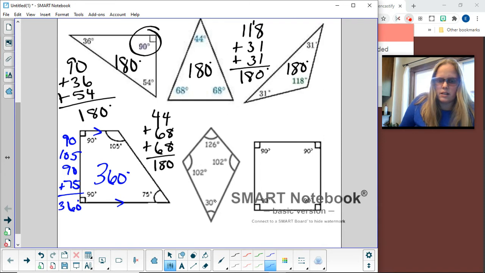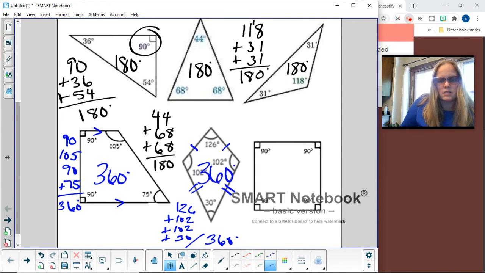This one is actually a kite, and so you can see the two shorter sides and the two longer sides. Now they weren't marked, but once we get more into the properties of a kite, the angles here do prove that this is a kite. And so I'm going to do the addition on that one. 126, 102, 102, and 30. And if I total all of those up, it also comes out to 360.